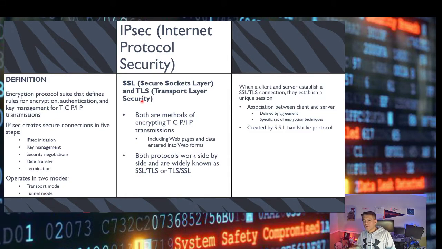We will move away from IPsec for a second and talk about SSL and TLS. What is SSL? SSL is the Secure Sockets Layer protocol, and TLS is the Transport Layer Security Protocol. Both are methods of encrypting TCP/IP transmissions, including web pages and data entered into web forms. Both protocols work side by side and are widely known as SSL-TLS or TLS-SSL.